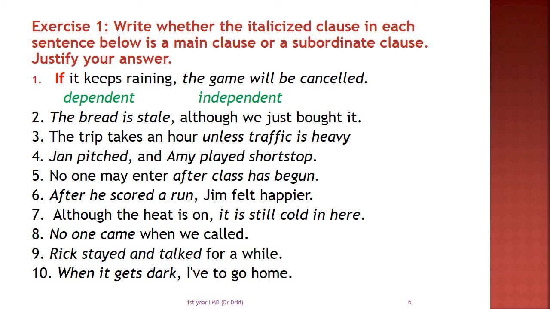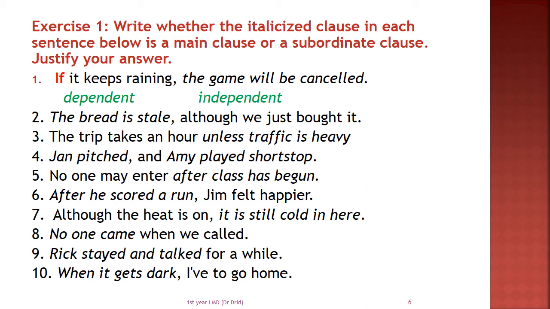Let's try to check our understanding of dependent and independent clauses. This is an exercise and we'll do the first example. Write whether the italicized clause in each sentence below is a main clause or a subordinate clause and justify your answer. We mean by italicized the part of the sentence which is written in italics. Now, we take the first one. If it keeps raining, the game will be cancelled.